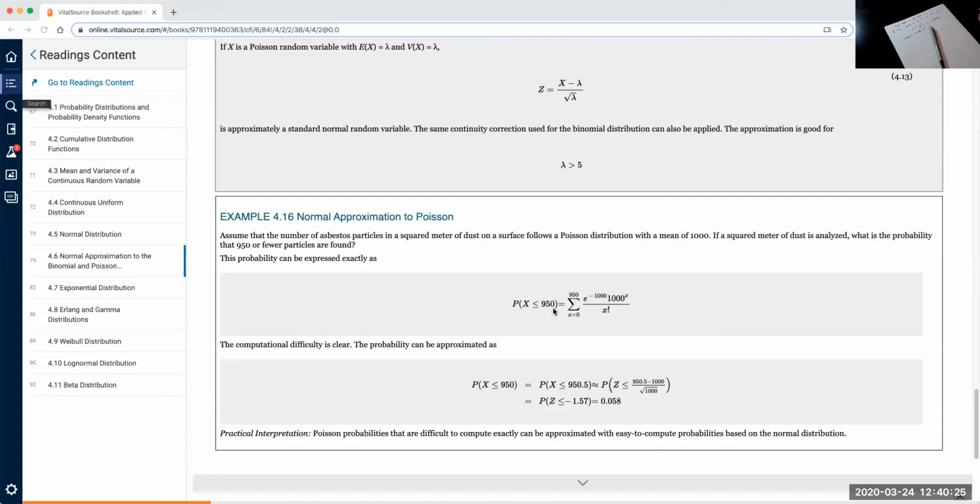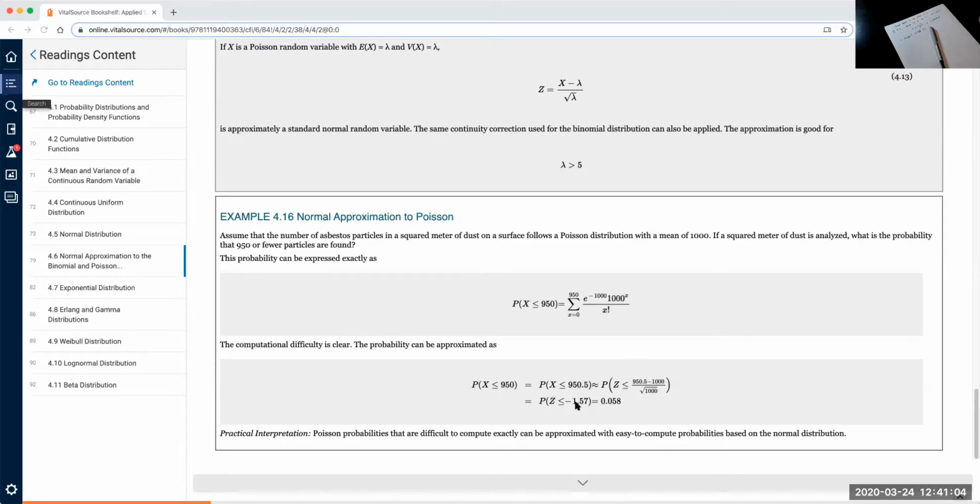So we got this one, and we're going to approximate it using the standard normal distribution. So we're going to find the z-score. I mean, transform the random variable x to the z-score z. Then we add 0.5 to 950. This is approximately equal to the probability that z is less than or equal to 950.5 minus 1,000 over the square root of 1,000.